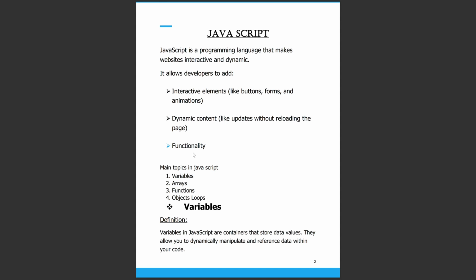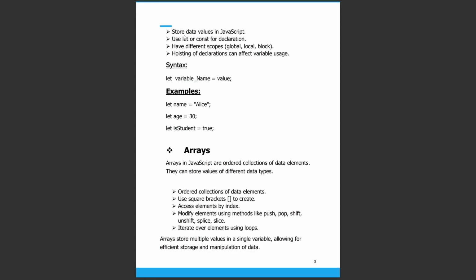Firstly we discuss variables. Variables in JavaScript are containers that store data values, and they allow you to dynamically manipulate and reference data within your code. Next, it stores data values, uses let and const for declaration, and has different scopes. Coming to the syntax, it is used as let variableName = value; These are the examples for the variables.